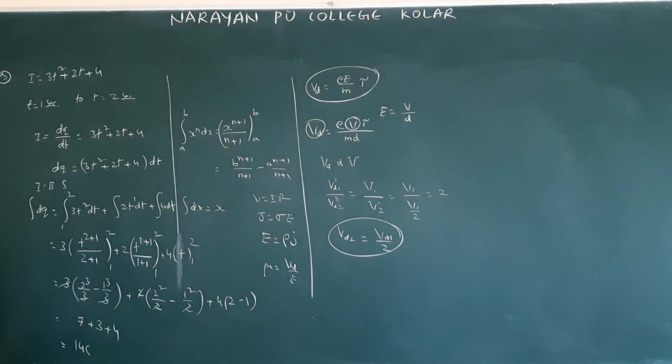Okay. Next, the total momentum of electrons in a straight wire of length 5 meters carrying a current of 4 amperes. So they are asking momentum of electrons. What is the momentum formula? Product of mass and velocity. Here velocity means you have to take drift velocity. They give length 5 meters, current 4 amperes.